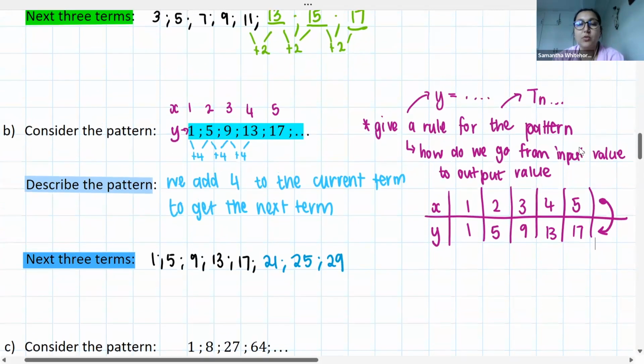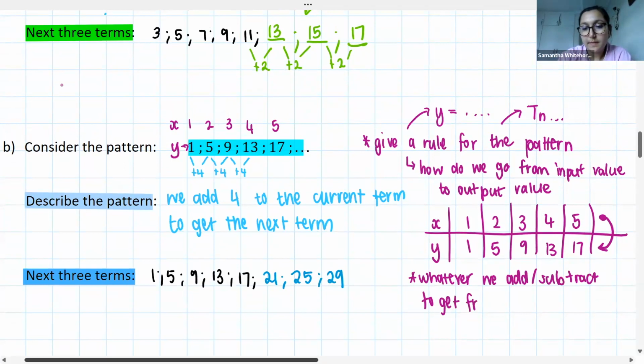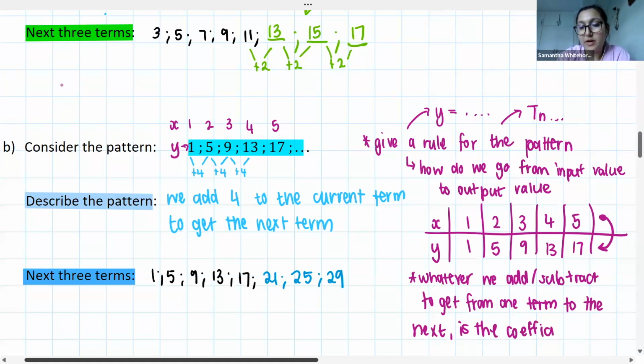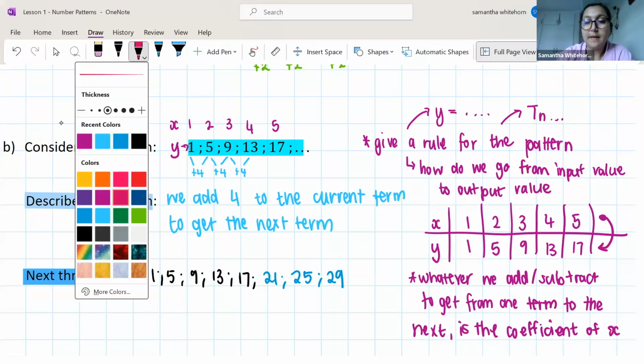Okay, now the trick when you are trying to find the rule for any pattern is that whatever you have decided you're adding or subtracting each time, whatever we add or subtract to get one term to the next, is the coefficient to x. And I know we've done this all before, and I know I've written this all down before, but it's important to revise this. Now remember, a coefficient is the number in front of our variable. It's the number we're multiplying with x. And so here we have already decided that we're adding 4 each time. So that addition of 4 becomes my coefficient.